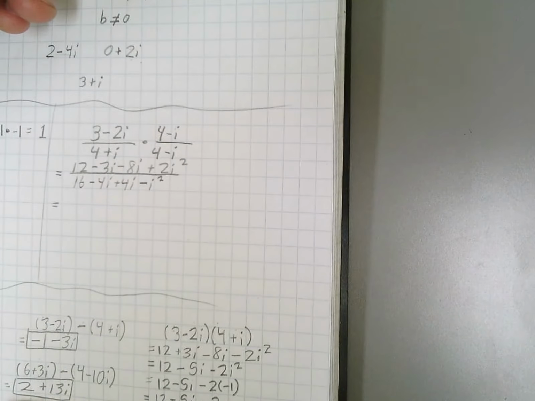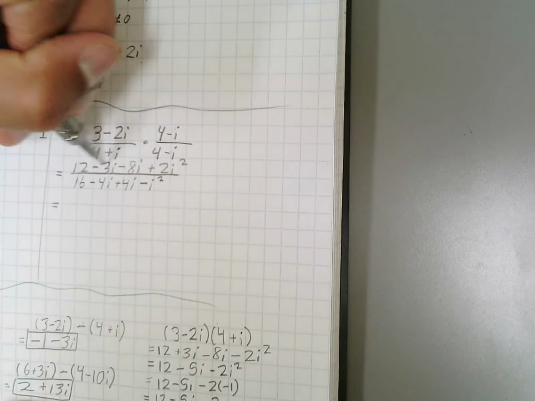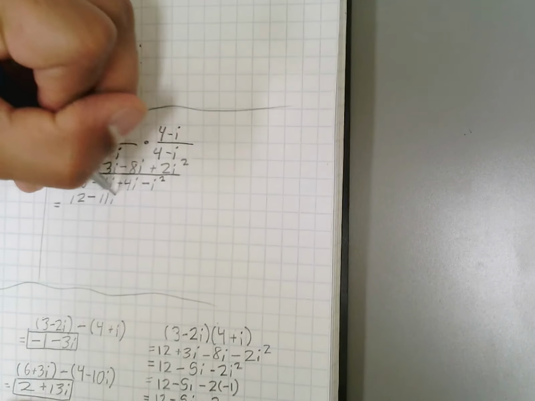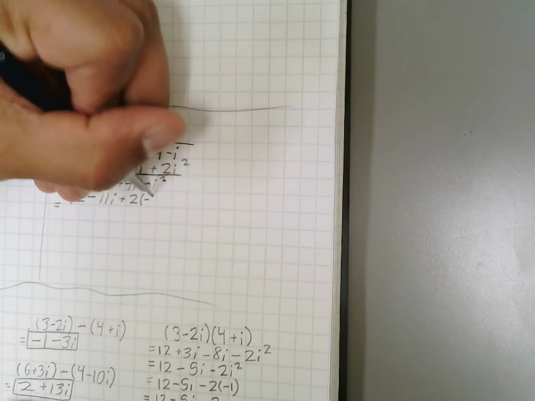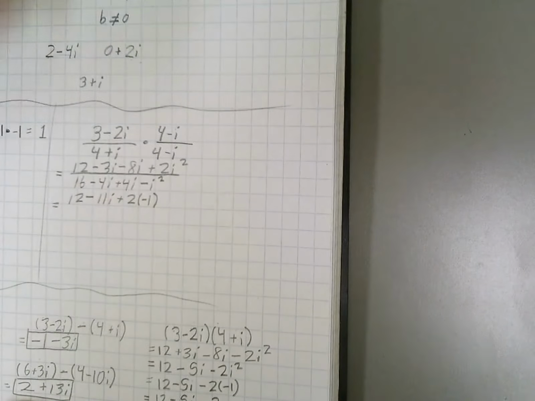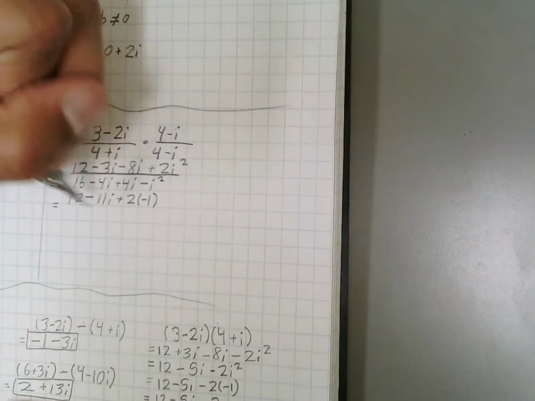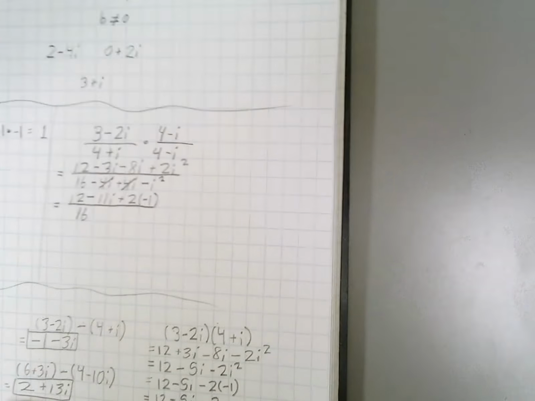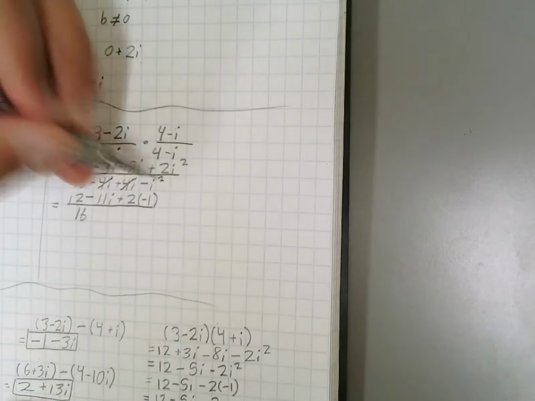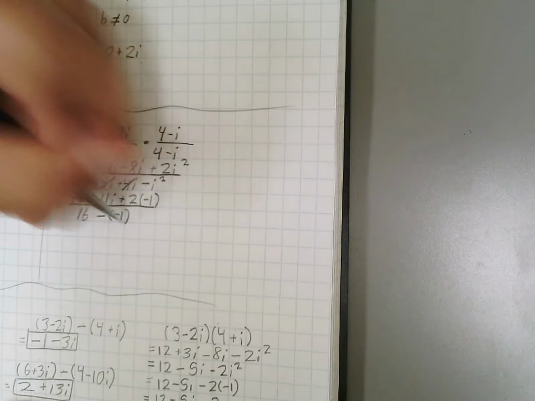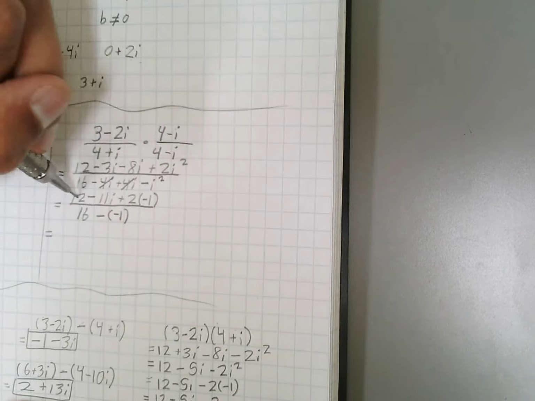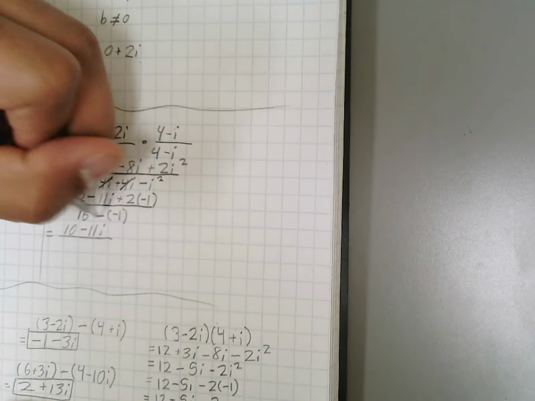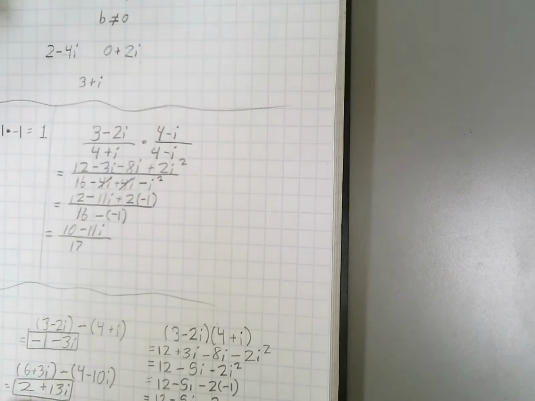Let's simplify the numerator by combining like components. Negative 3i minus 8i, that's negative 11i. And i squared is negative 1, so I substitute a negative 1 for this i squared. Over 16, negative 4i and 4i is 0. Negative i squared, negative 1. So 12 minus 2 is 10. 16 minus negative 1 is 17.